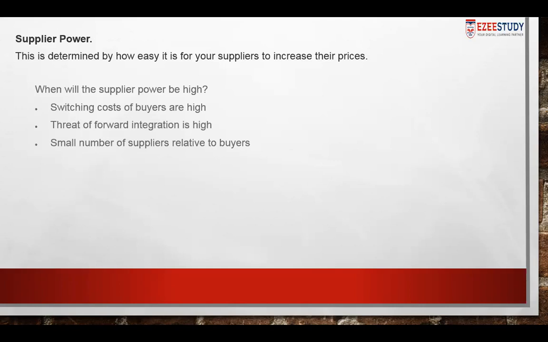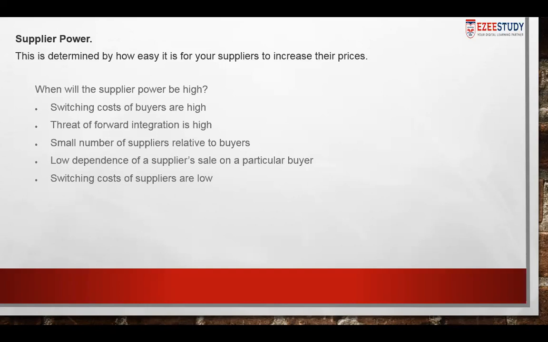Small number of suppliers relative to buyers, as mentioned earlier. When there are a large number of buyers but very few suppliers, this will automatically give them more power. Low dependence of a supplier's sales on a particular buyer. If you as a buyer are a small customer for your supplier, definitely your bargaining position as a buyer will be low, whereas the supplier's bargaining position will be high.